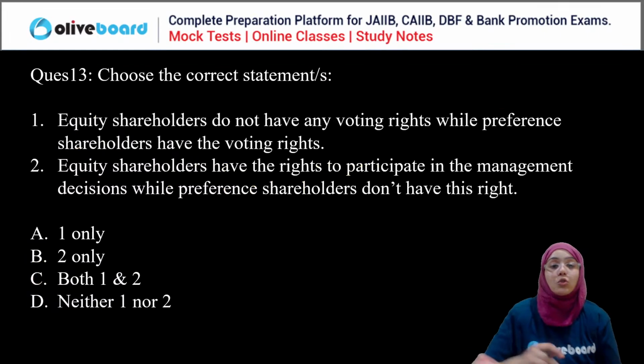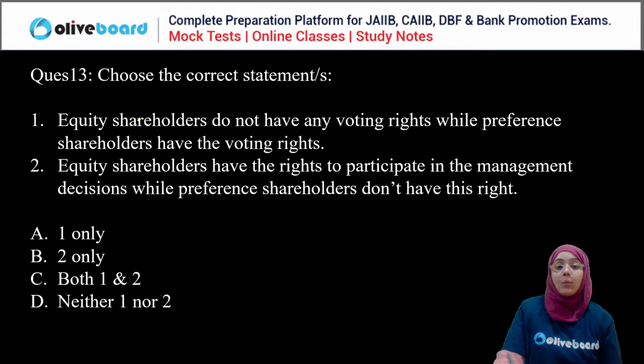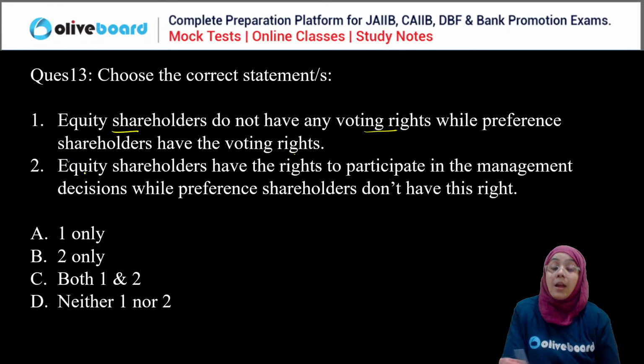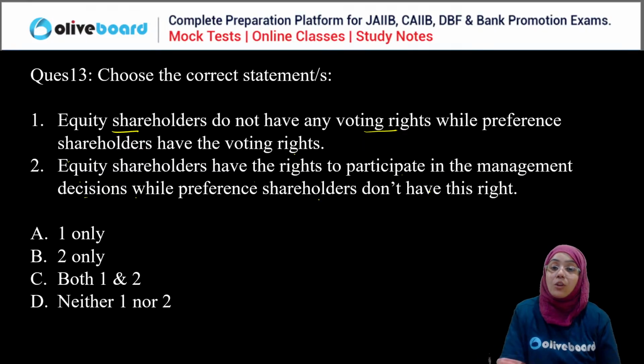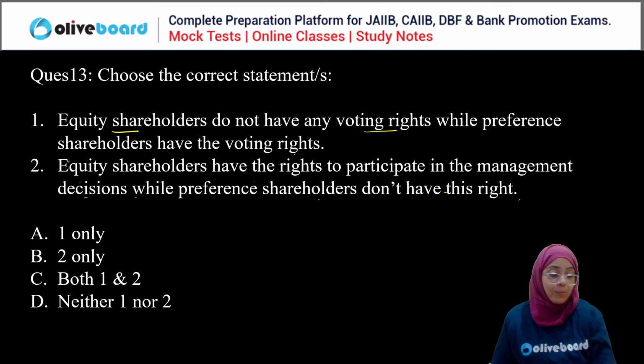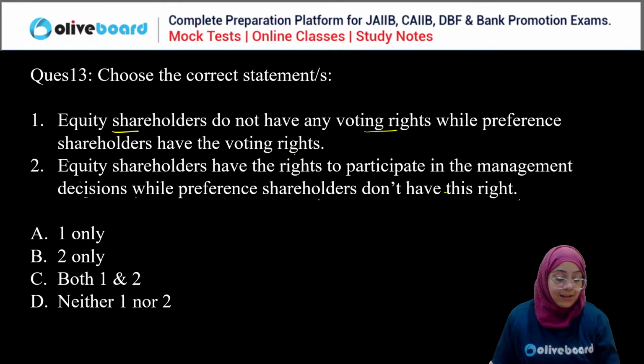Done. Next question. Choose the correct statement. Equity shareholders do not have any voting right while preference shareholders have. Equity shareholders have the right to participate in the management decision while preference shareholders don't have this right. We have to choose the correct statement here.